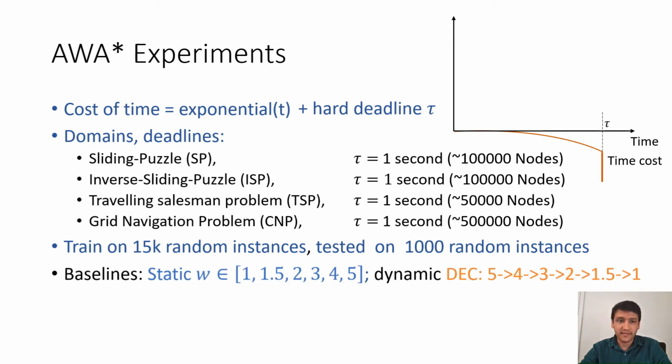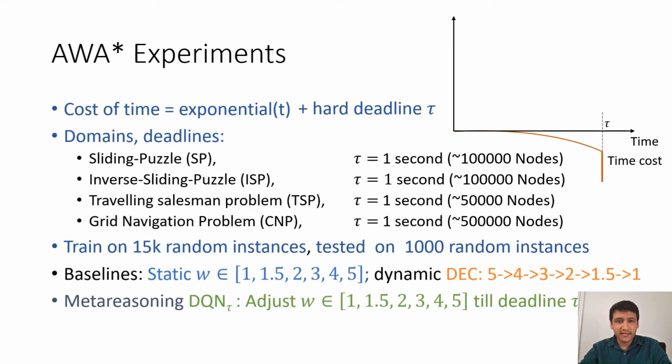We consider a set of static baselines that used fixed weights and one popular dynamic baseline that decreases the weight after each solution. Both these baselines continue the search until the deadline. We compare with the baselines our meta-reasoning approach DQN-tau, which adjusts the weight online and continues the search until the deadline tau. And we also compare the baselines with our ultimate meta-reasoning approach DQN-T, which can interrupt the search before the deadline as well.